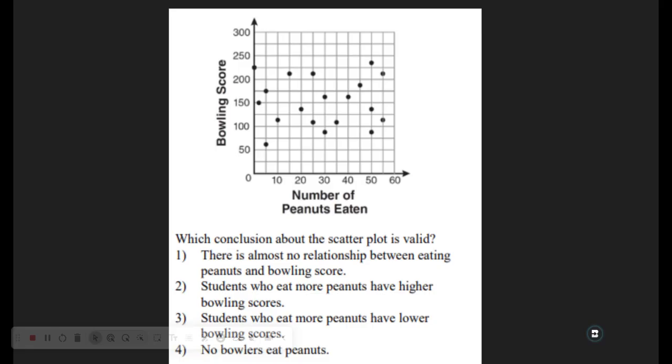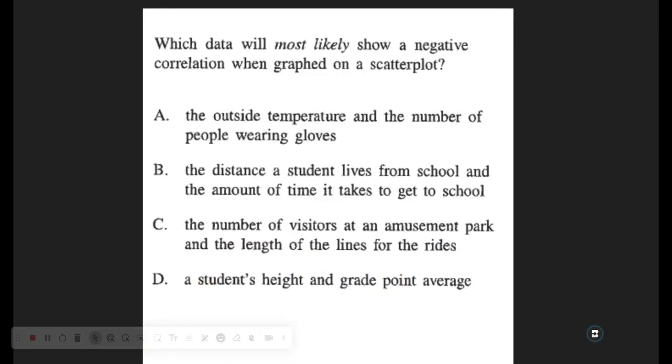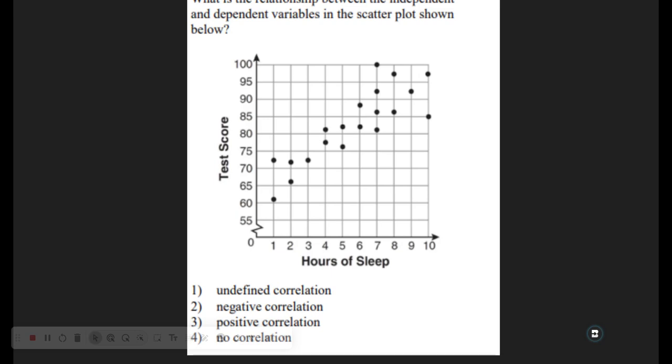Here you're making an observation about the two things that we see here, which are number of peanuts eaten and bowling score. Now, I don't know about you, but I don't think they have anything to do with one another. So if you look here, there's no relationship. That's probably going to be your best bet. And this is something that we're going to talk about at the end of the lesson, is just looking at variables and saying, do they have a relationship? If so, what kind? We're going to skip through that one.